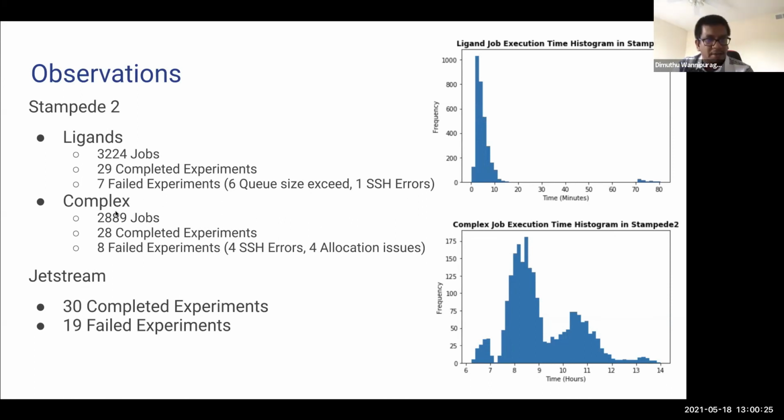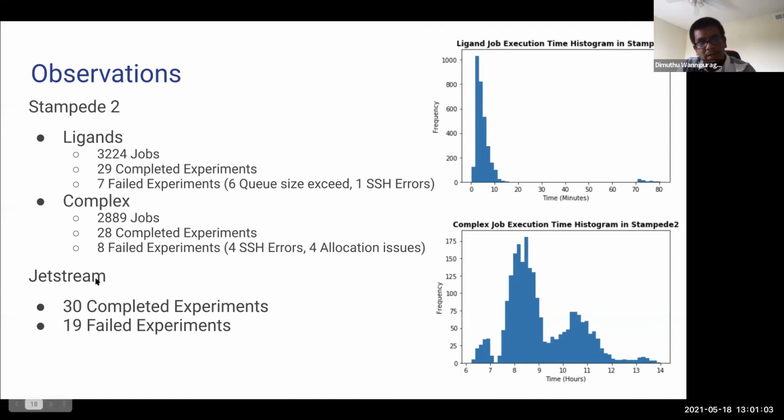And for the complex calculation, we submitted 89 jobs across 28 completed experiments. Some experiments failed due to SSH issues and allocation, so we had to resubmit those. The computation time for the complex is a little more distributed compared to the ligands, from maybe 6 hours to 14 hours. Some jobs took 14 hours, and most of them were focused around 8 to 9 hours.